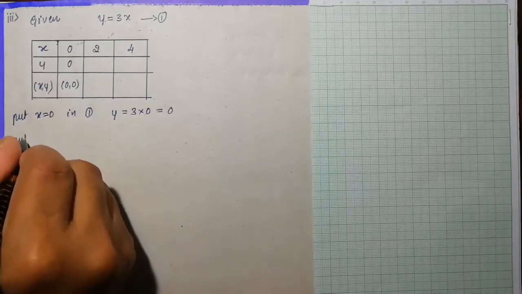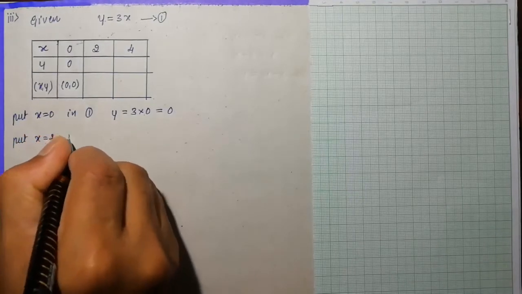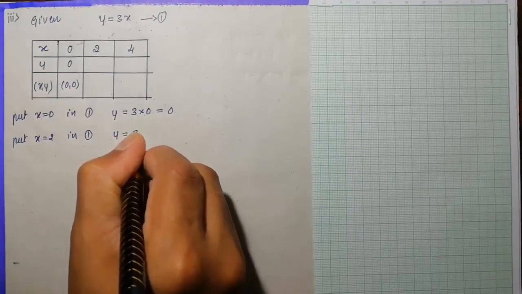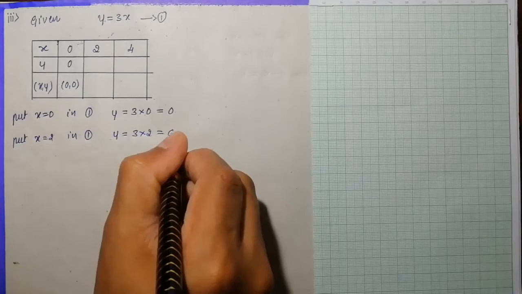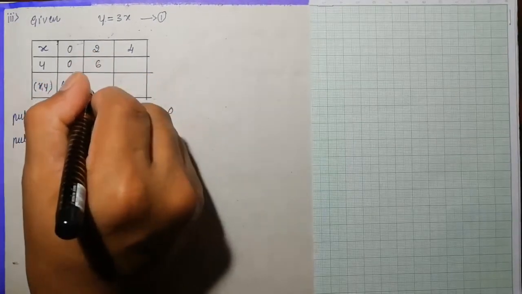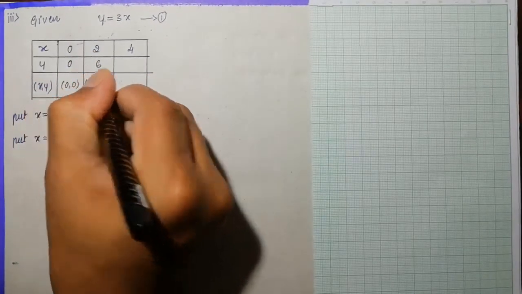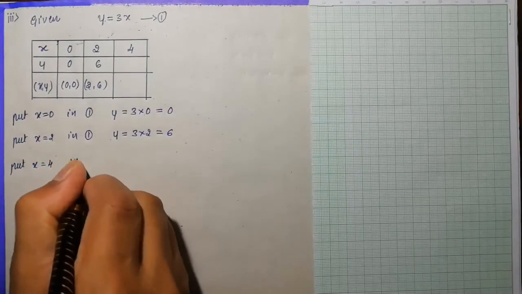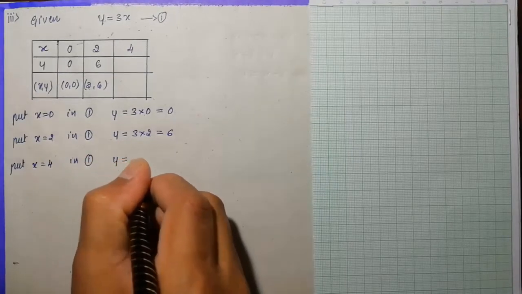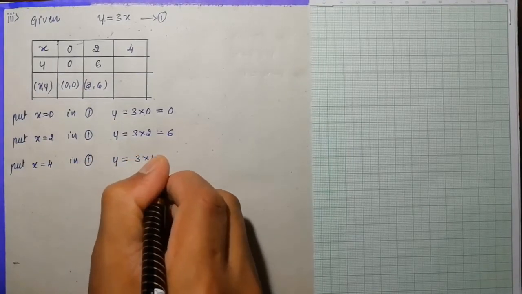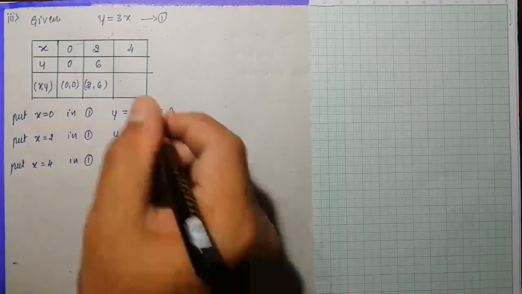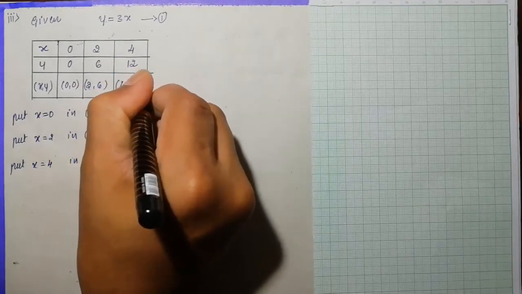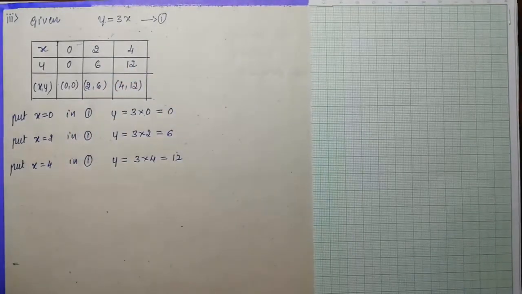In the same way, put x is equal to 2 in equation number 1, then y is equal to 3 into 2, which is equal to 6. So when x is equal to 2, the y value is 6. Then put x is equal to 4 in 1, then y is equal to 3 into 4, which will become 12. So when x is equal to 4, the y value will become 12. Now these are all the points.